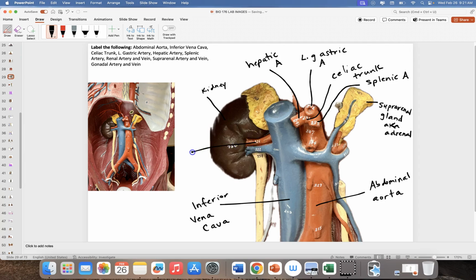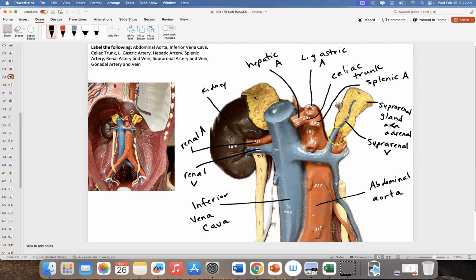Here we have the renal artery. And then next we have the renal vein. And then we also have our vessels associated with the adrenal gland, or again, the suprarenal gland. This then would be our suprarenal vein.